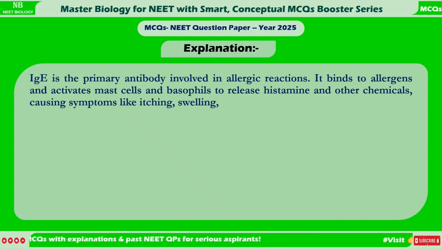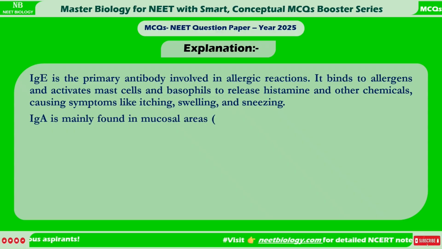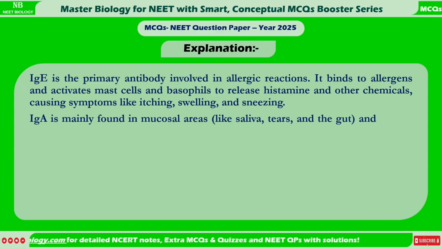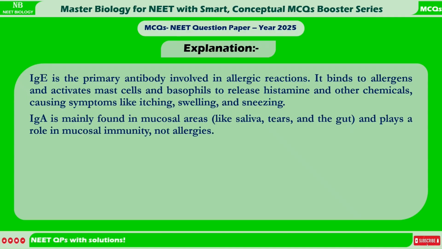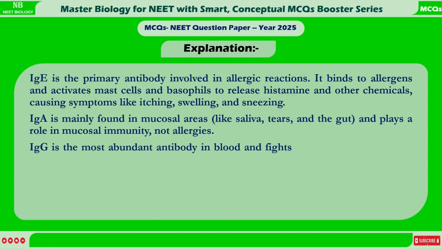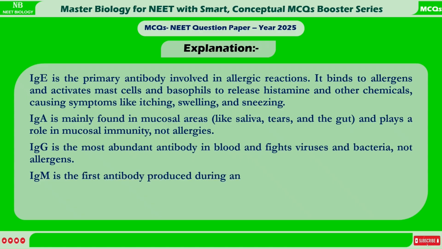IgA is mainly found in mucosal areas, like saliva, tears, and the gut, and plays a role in mucosal immunity, not allergies. IgG is the most abundant antibody in blood and fights viruses and bacteria, not allergens. IgM is the first antibody produced during an immune response and is involved in fighting infections, not allergic reactions.